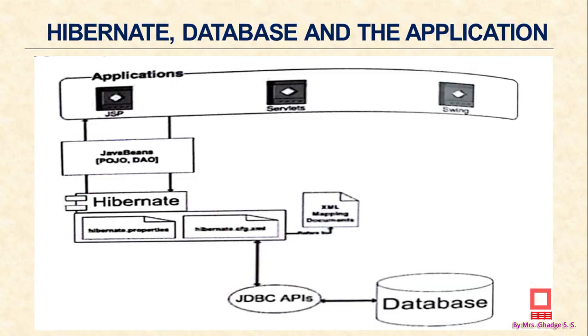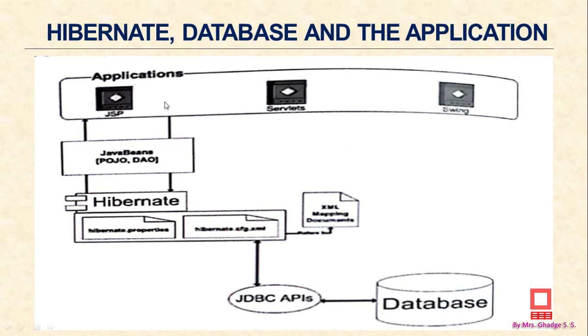Next point that we are going to see is how the Hibernate database and the application interact. You can see at the top there are some applications. The first is JSP, that is Java Server Pages. Then next is servlets, which are also server side components. Then Swing, basically used for GUI applications. All these are GUI applications: JSP, servlets, and Swing.